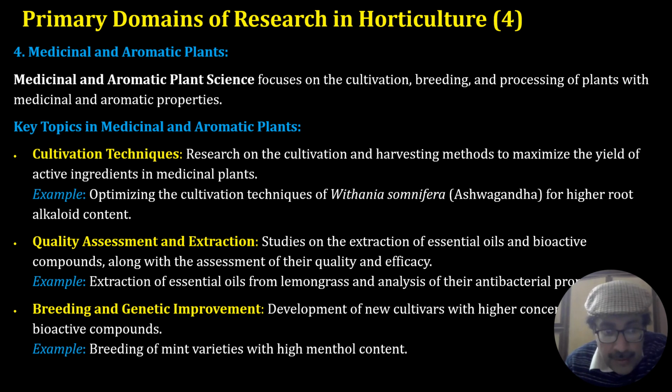The second key topic would include studies on the extraction of essential oils and bioactive compounds, along with the assessment of their quality and efficacy. An example such as extraction of essential oils from lemongrass, and the analysis of their bioactivity, especially antibacterial activity.